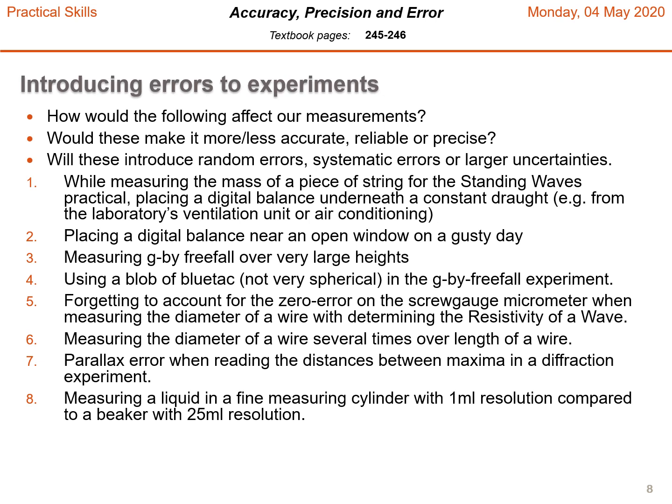So in the first one, we're measuring a mass of a piece of string for the standing waves practical, and the digital balance has been placed underneath a constant draft that might be present in the laboratory. Hopefully this will be fairly obvious in terms of its effect. It's going to affect the digital balance by placing a downward force on it, causing it to read larger values than the true value. So this will be a systematic error.